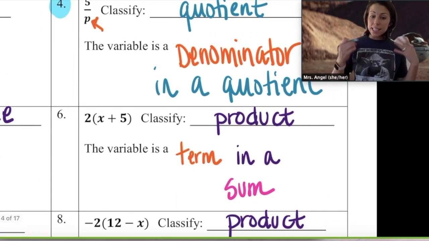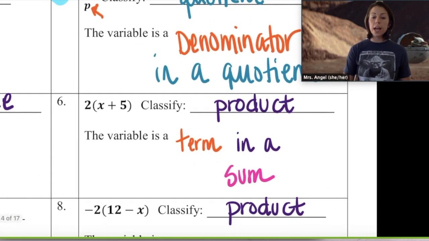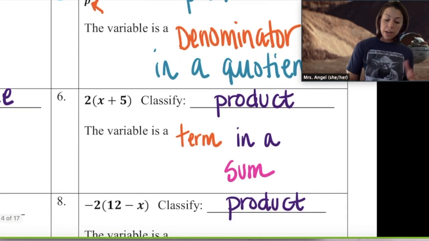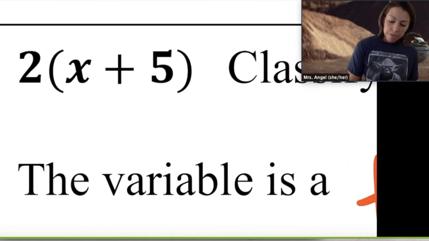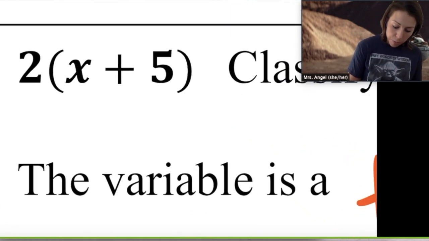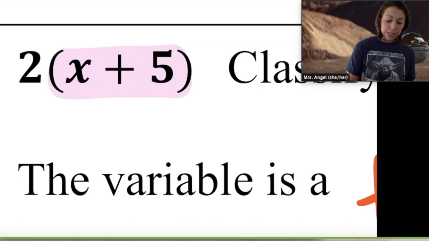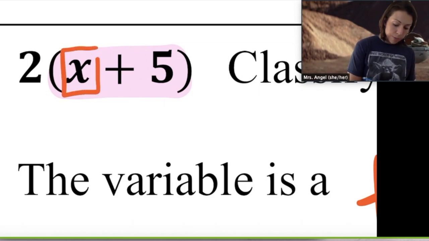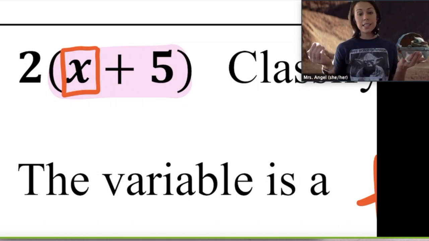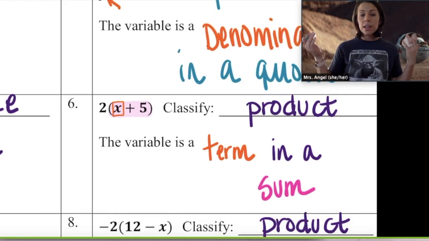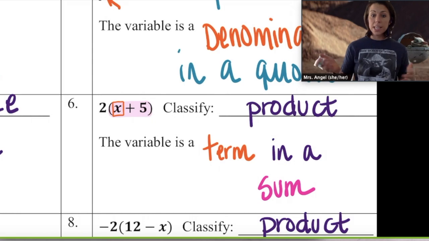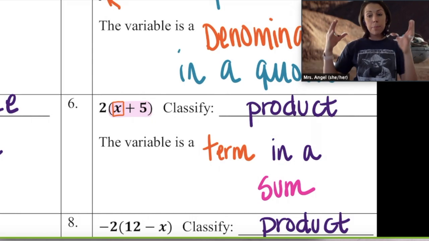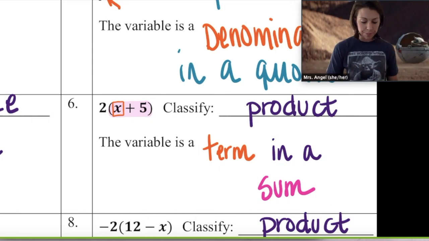In number 6, this would classify as a product, 2 times the group x plus 5. But again, if we zoom in here, the variable is part of this group, x plus 5. X plus 5 is a sum. So really here, the variable represents a term in this sum, and that's where its role comes from. It's a term in a sum, and that sum happens to be a part of the product.